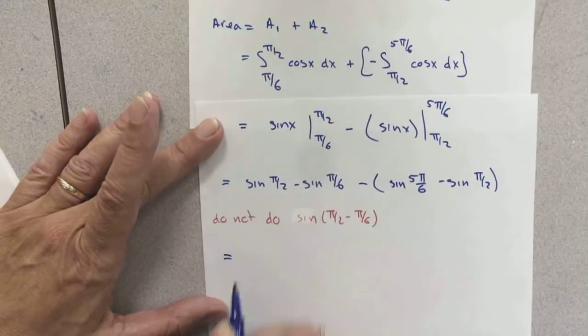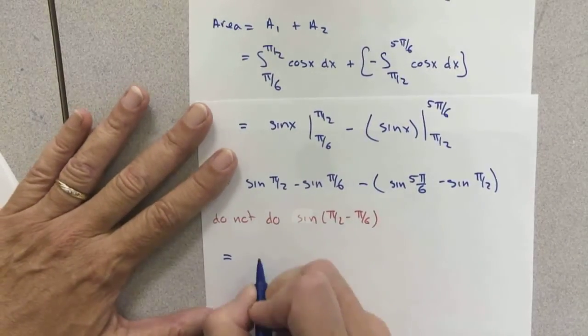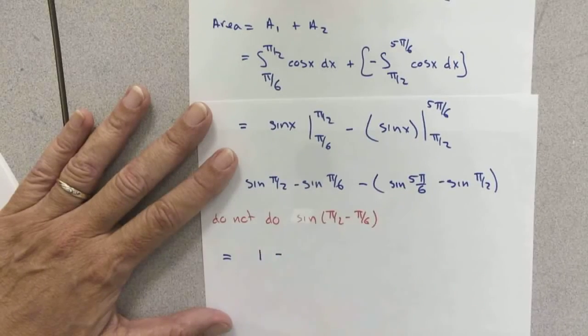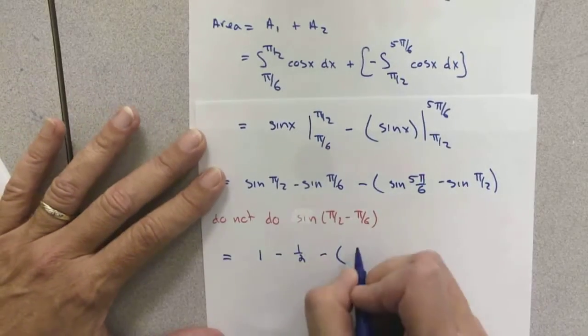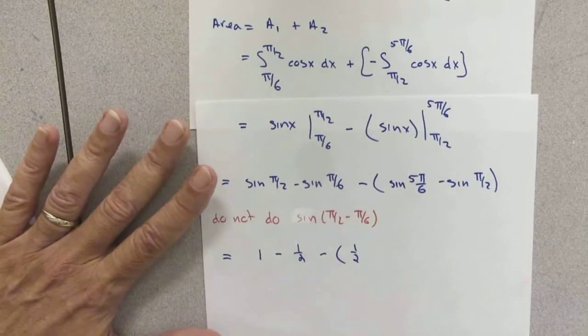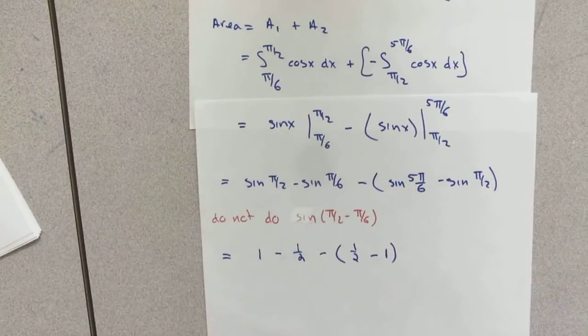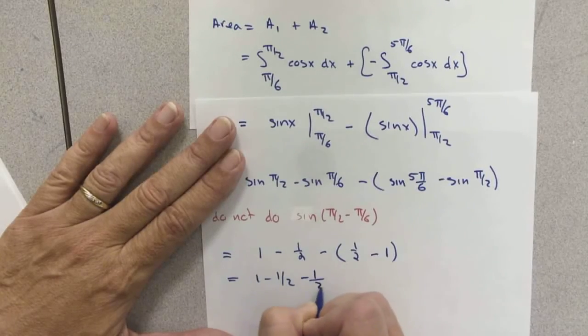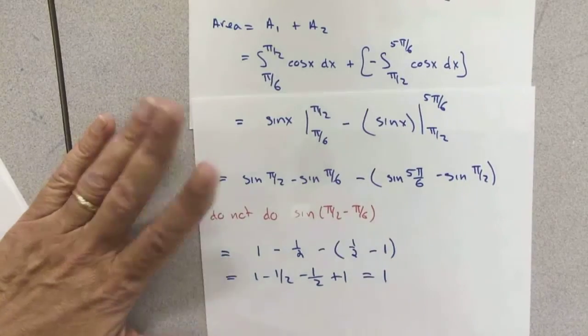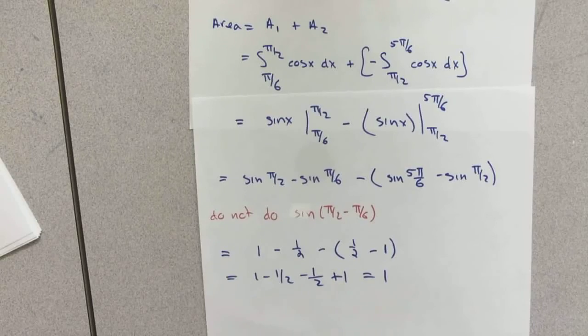So then keep working it. Sine of pi over 2 is 1. Sine of pi over 6 is 1/2. Sine of 5 pi over 6 is 1/2. Sine of pi over 2 is 1. And so we got 1 minus 1/2 minus 1/2 plus 1. And so that is 1.